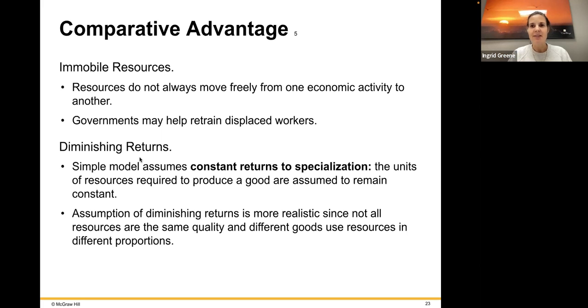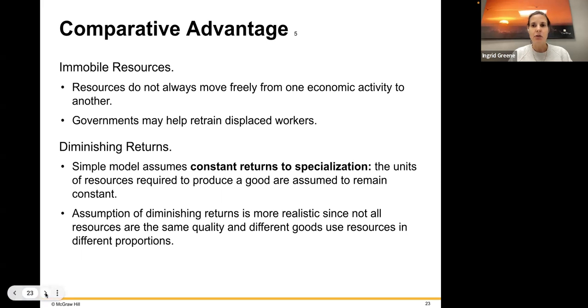And these diminishing returns, as I've alluded to, this simple model assumes constant returns to specialization. The units of resources required to produce a good are assumed to remain constant. So as I said, we will continue to be more and more efficient, but that's not necessarily always the case. The assumption of diminishing returns is more realistic, since not all resources are the same quality and different goods use resources in different proportions. And so as we move forward, the quality might change or get worse, and then we won't be as efficient in our production.